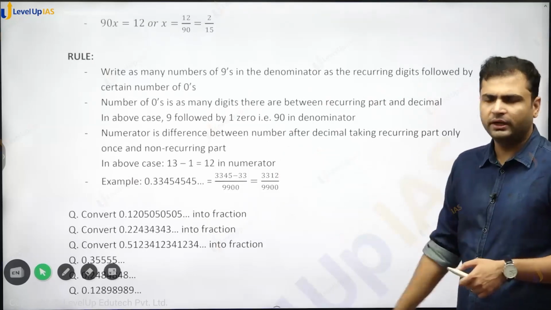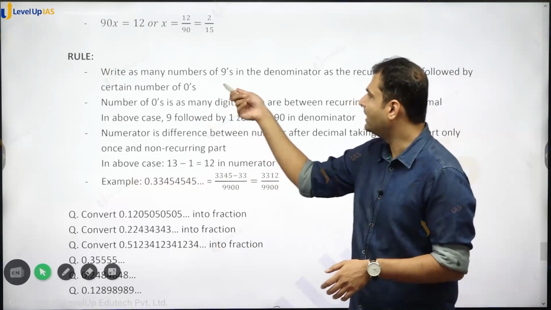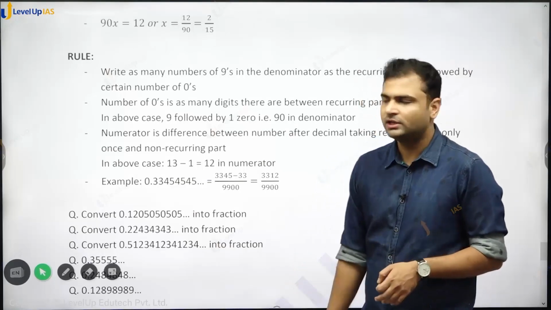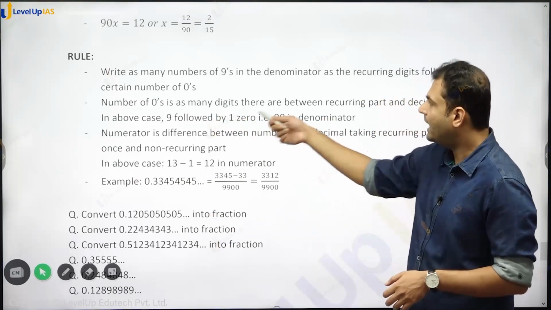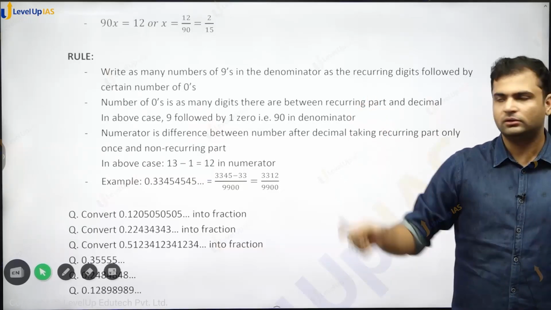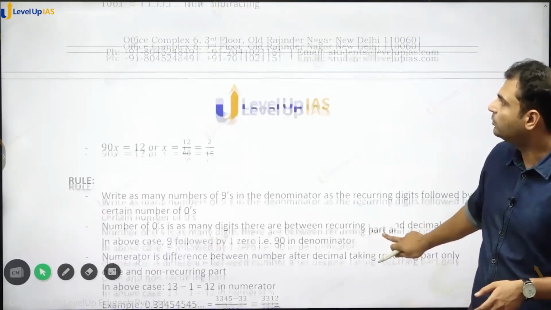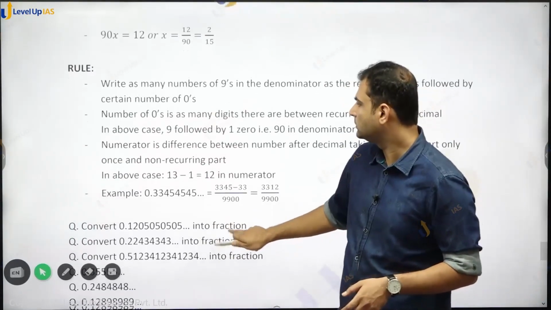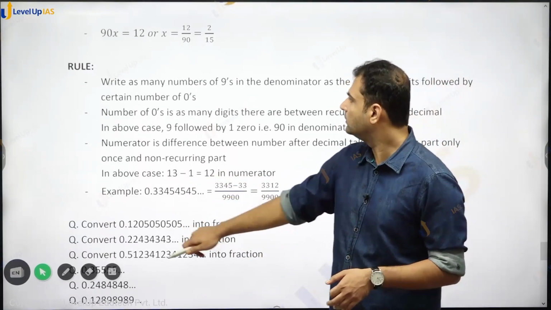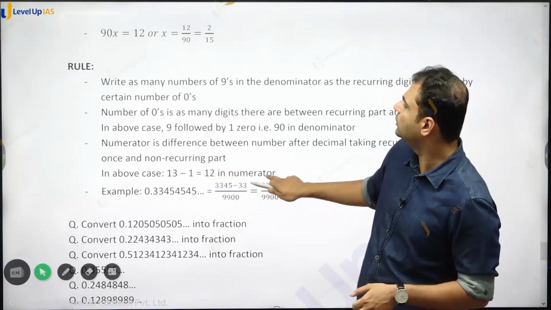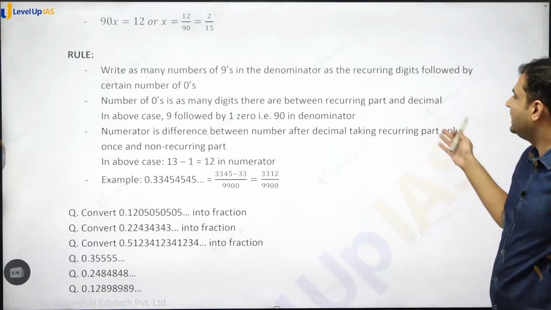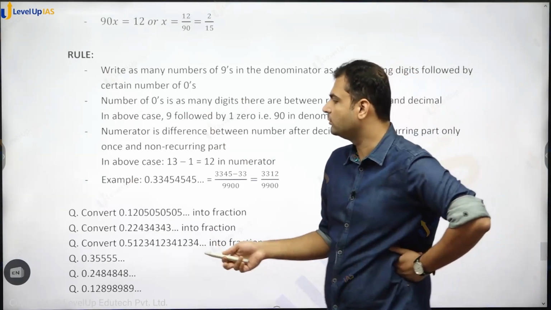रूल हर जगह पे मैंने लिखा है, write as many nines in the denominator as recurring digits followed by certain number of zeros, and number of zeros is as many digits there are between recurring part and the decimal point. तो यहाँ पे we had 1 point, in above case we have 13 minus, and in the numerator difference between the number after decimal taking recurring part only once and non-recurring part.